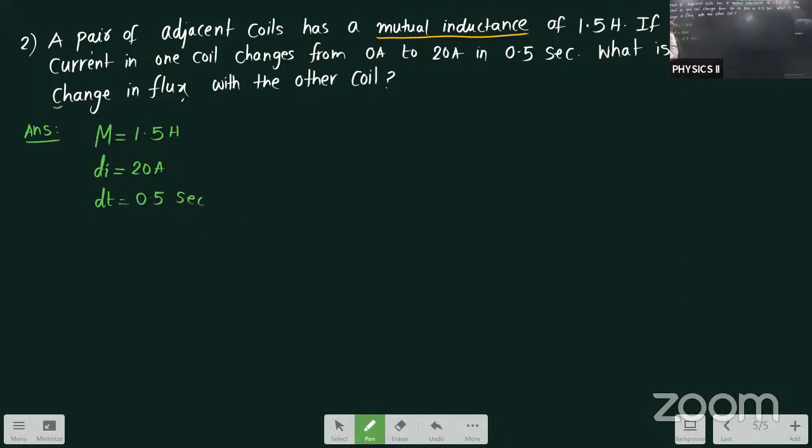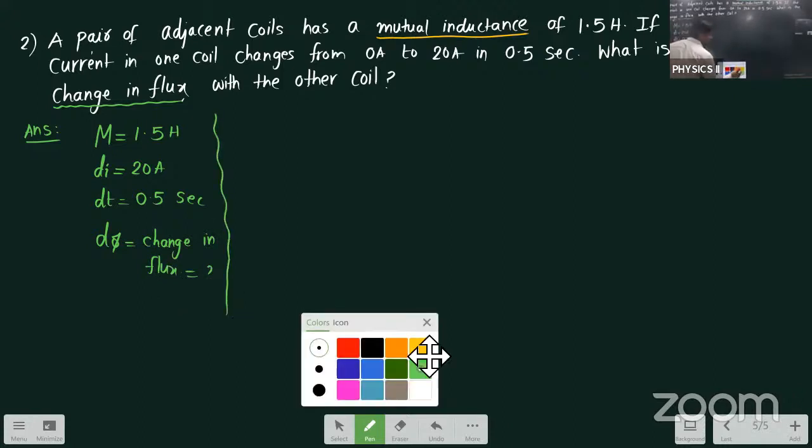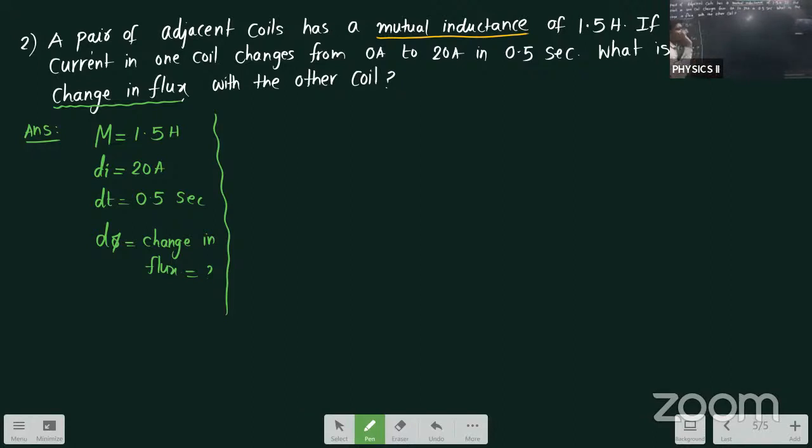What is he asking you to determine? See here, he is asking you to determine the change in flux. So that is nothing but d phi. This is called the change in flux. So these are the given things. Next, what you are supposed to do? You are supposed to write down the formula. Again, the same formula. Instead of self-inductance, you are supposed to write mutual inductance.